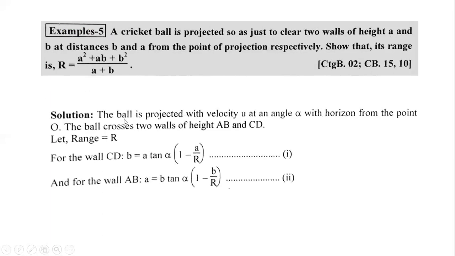Solution: the ball is projected with velocity u at an angle alpha with the horizon from the point O. The ball crosses two walls of height AB and CD. So here, friends, for the wall CD, b equals a tan alpha (1 minus a by R), which is equation number 1. For the wall AB, a equals b tan alpha (1 minus b by R), which is equation number 2.